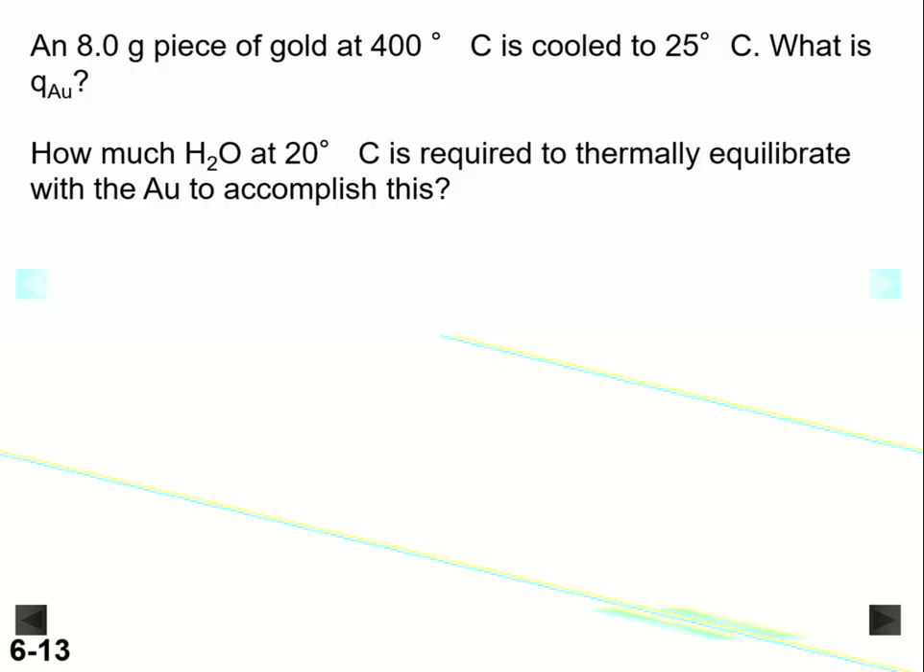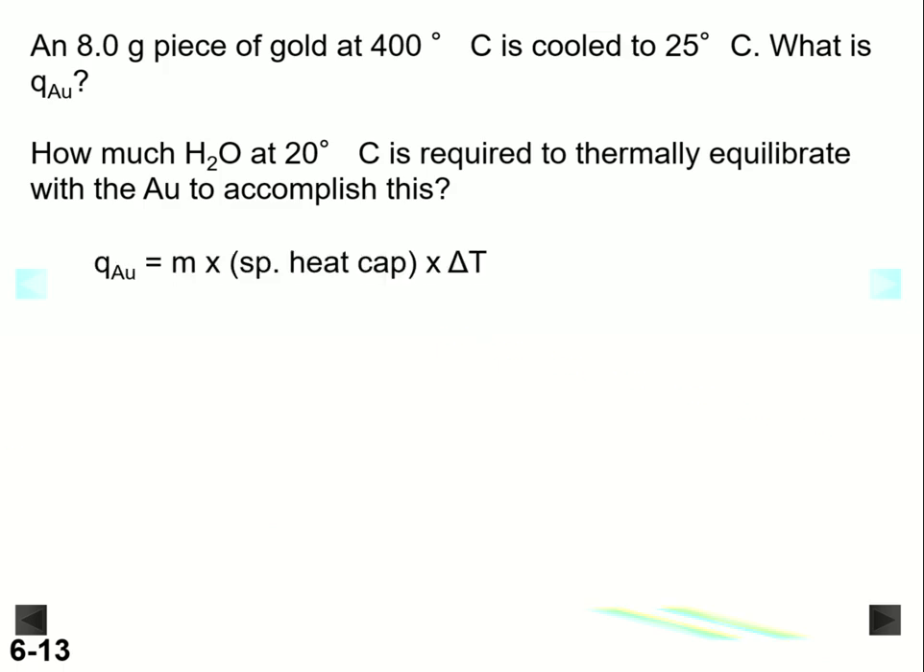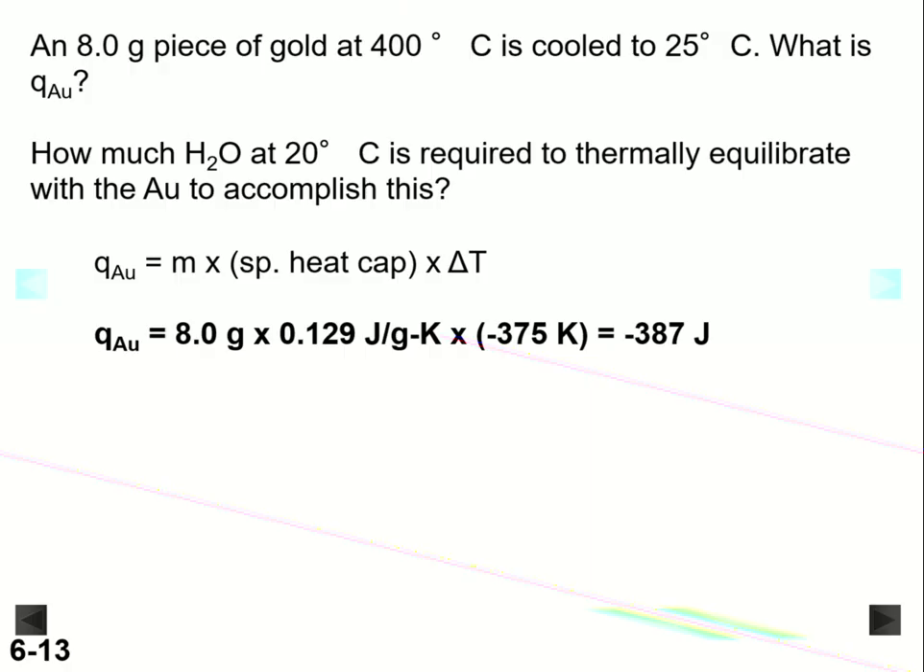Let's approach the first problem. In this case, Q for the gold is equal to the mass times the specific heat capacity of the gold times the change in temperature. And in this case, the final temperature is lower than the initial temperature, so the temperature change will be negative. The mass is 8 grams, the specific heat capacity is 0.129 joule per gram Kelvin, and the temperature change is negative 375. Therefore, the heat flow associated with the system, gold, is negative 387 joules.